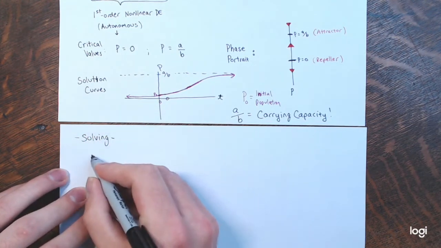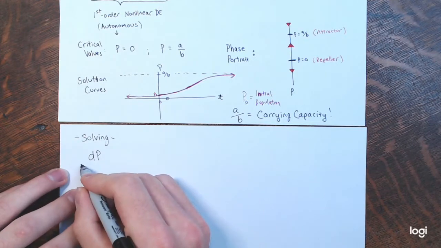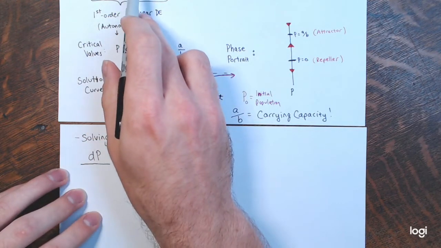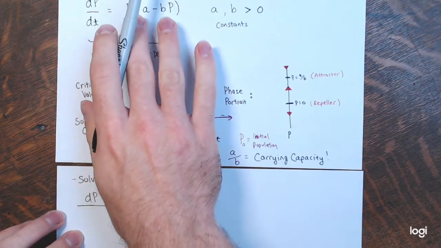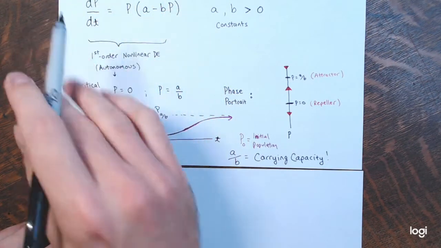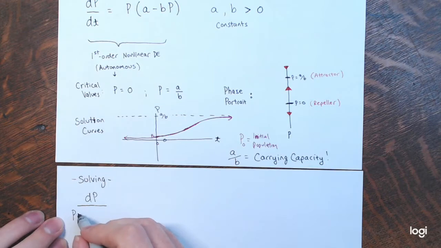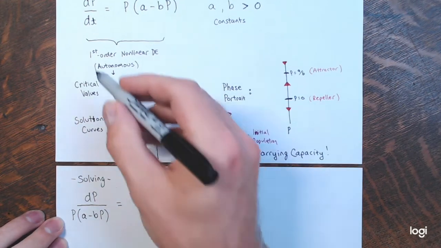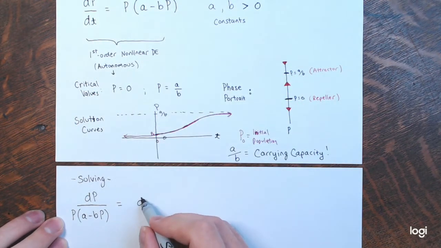So I'd separate the variables, right? Get all the p stuff to one side. So I would just simply divide by both these p factors. So we'd have dp over p times a minus bp, and then put the dt on the other side. You'd have equals 1 dt.